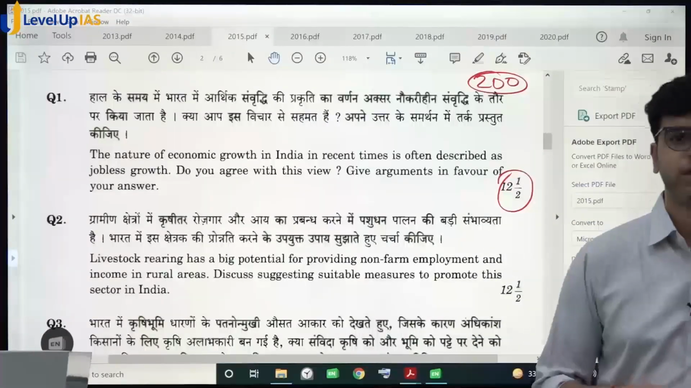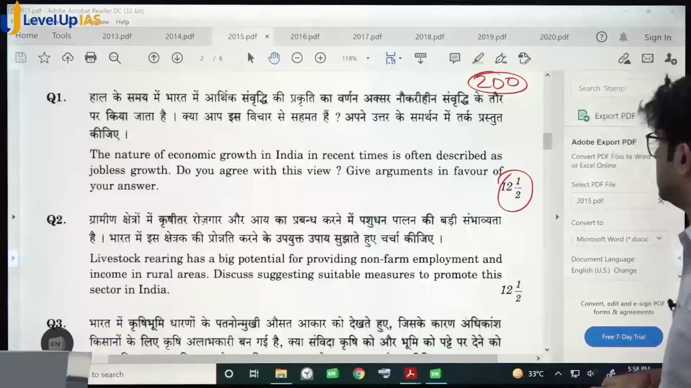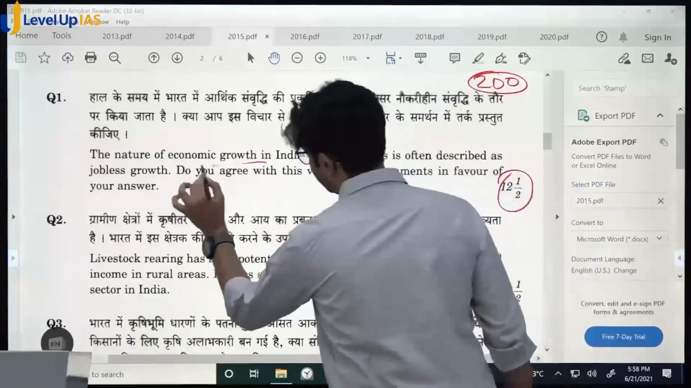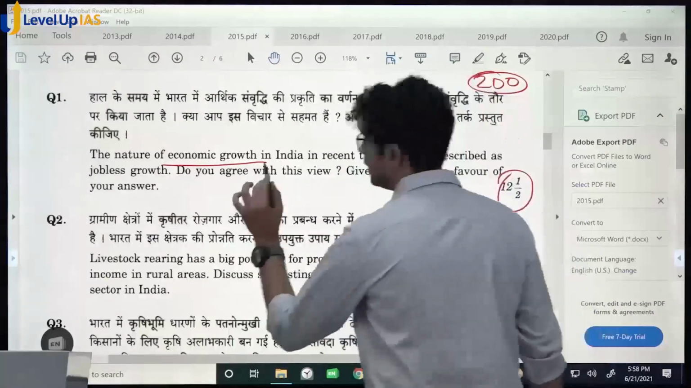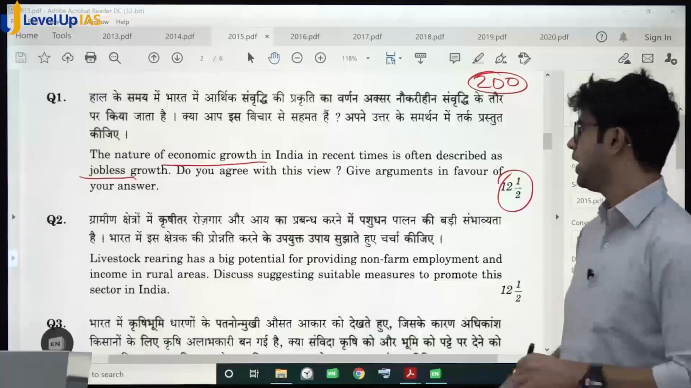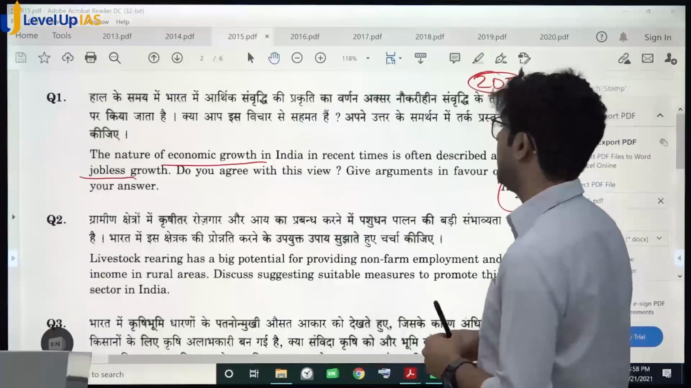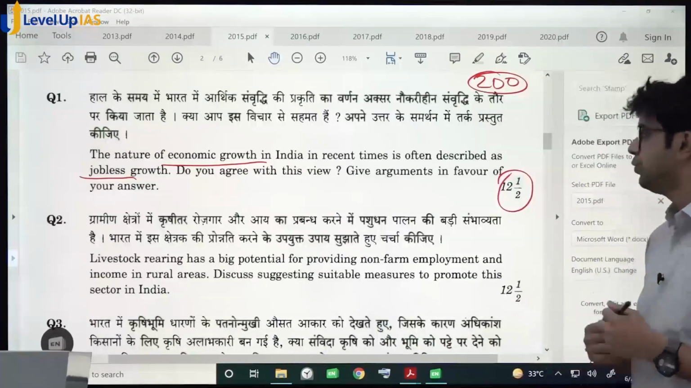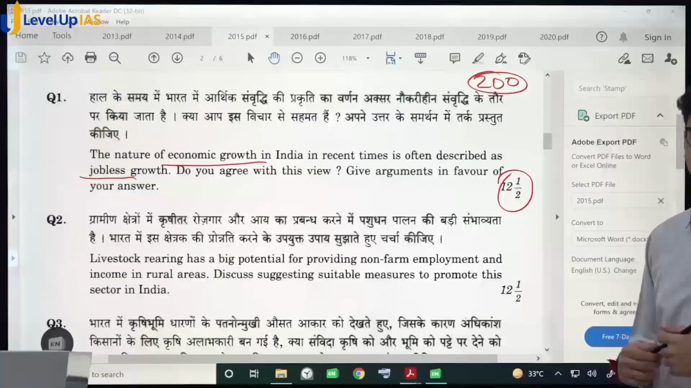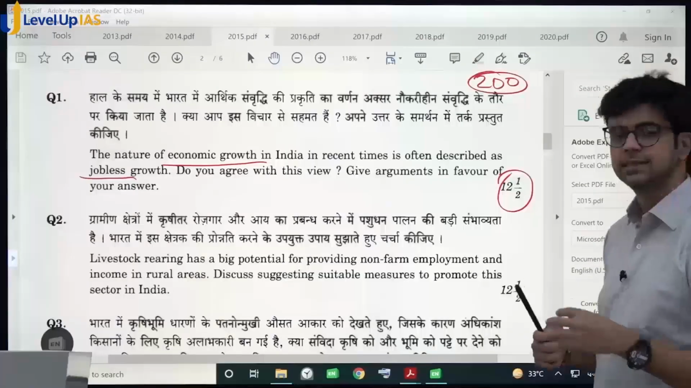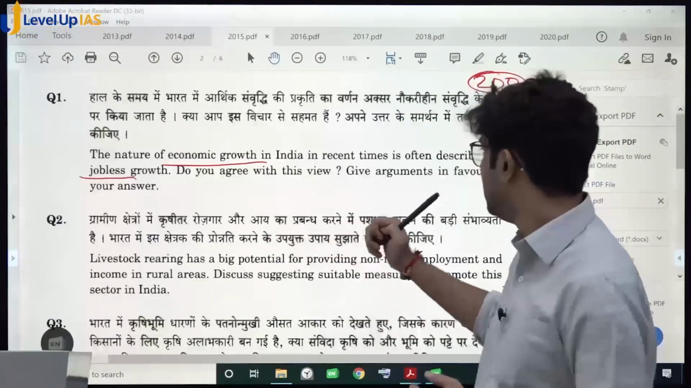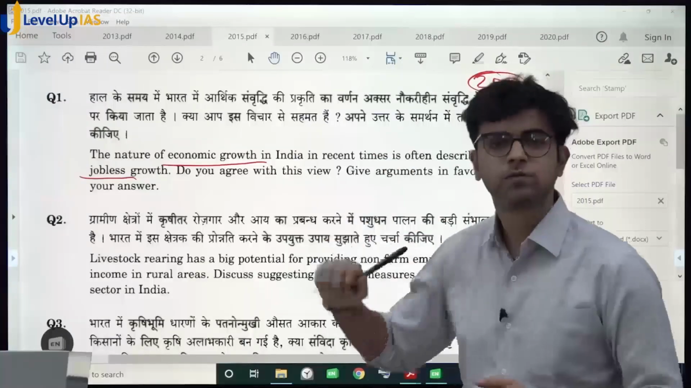What do you think about this? The nature of economic growth. Of course, the keyword is growth. The keyword is jobless. The nature of economic growth in India in recent times is often described as jobless growth. Do you agree with this view? Give arguments in favor of your answer. First of all, this has a shade of both employment, because jobless, and economic growth also.